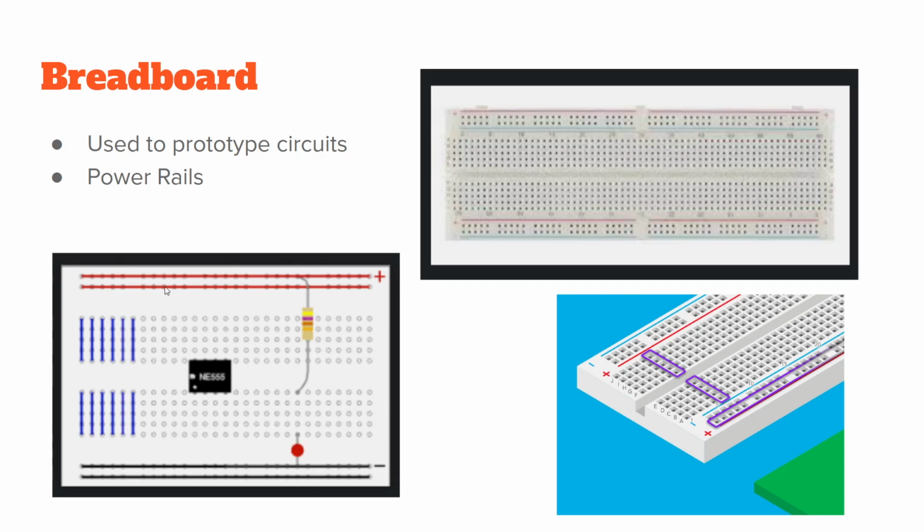These are called power rails on the side, and they connect horizontally, the long way. Let's say that, the long way and the short way. Power rails connect the long way on both sides. Sometimes you'll see them as a plus and a minus on each side. Sometimes you'll see it as a plus on one side and a minus on the other side. Usually this minus is referring to ground.